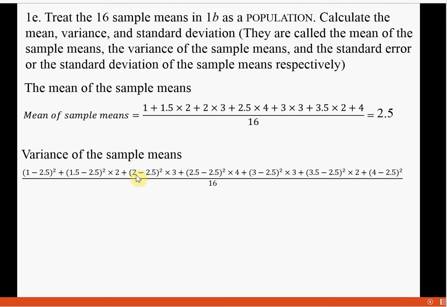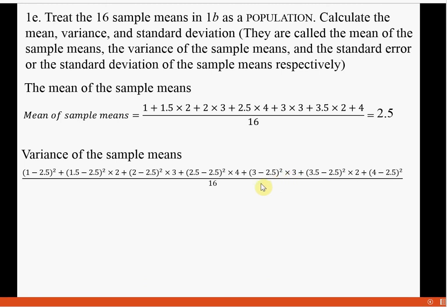We do the same for all the sample means: sample mean 2, sample mean 2.5, sample mean 3, sample mean 3.5, and sample mean 4. Every time we find a particular sample mean, we subtract the mean from the sample mean, square it, then multiply by the frequency, how many times this particular sample mean occurred. For example, sample mean 3 occurred 3 times, so when we use sample mean 3 minus the mean of sample means 2.5 and square it, this has to be multiplied by 3.